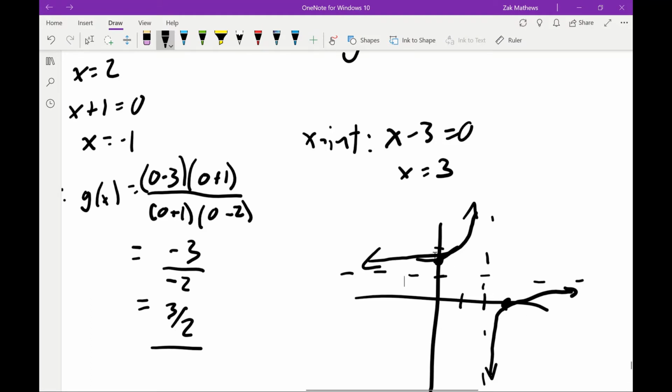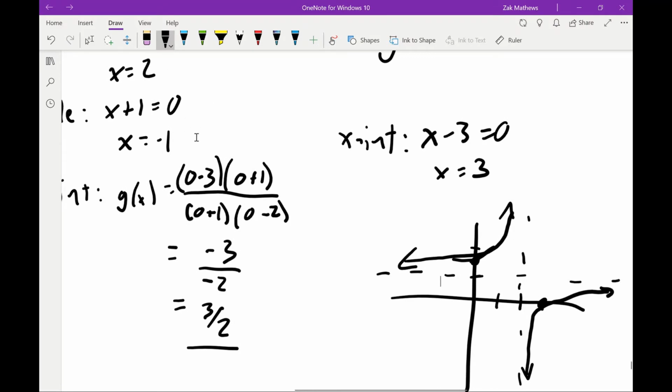One last thing I do want to remember is that we had this hole here. We had a hole at negative 1. So what that tells me is I need to come back here and I need to fix my graph. At negative 1 over here, there needs to be a hole. So I'm going to go back and add that hole in there, indicating that we have that point removed.